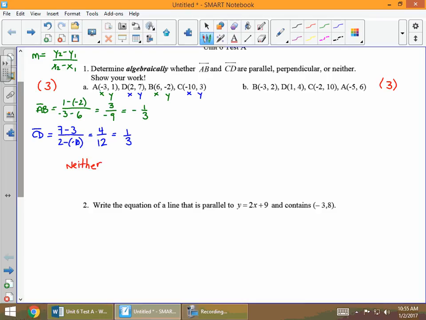Now, if you made a mistake finding the slope of AB, you lost a point. If you made a mistake finding the slope of CD, you lost a point. But your answer was based on your two slopes. So if you made a mistake, if you did not find AB or CD, but made the right decision based on those slopes, you still would have gotten 1 point.